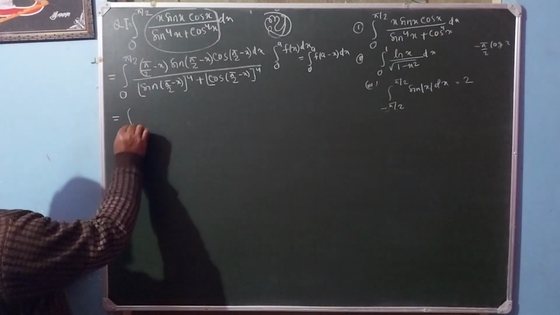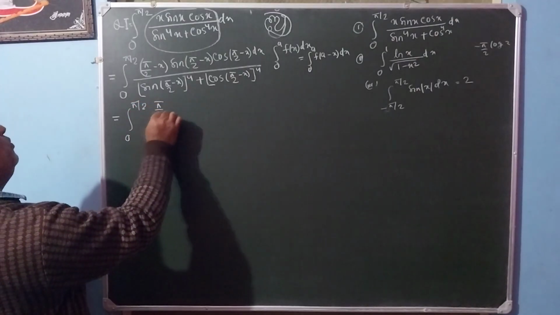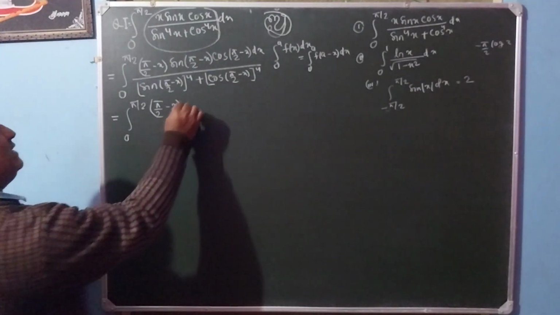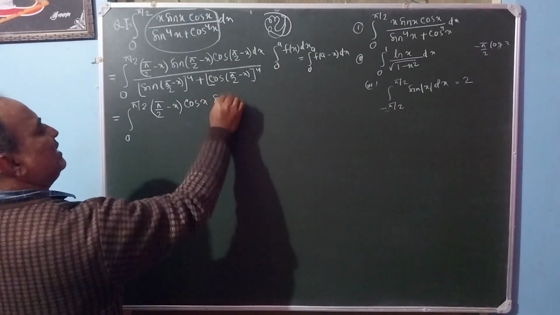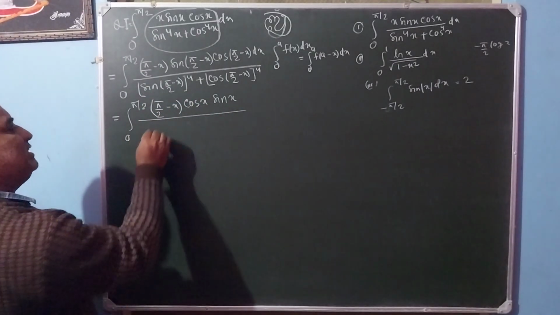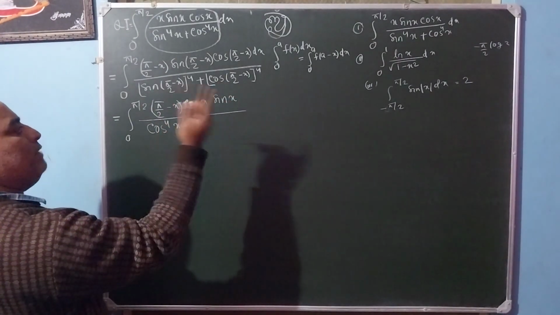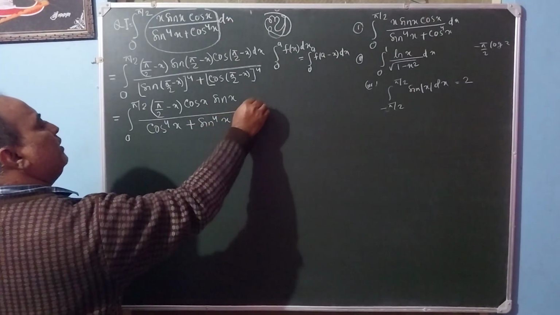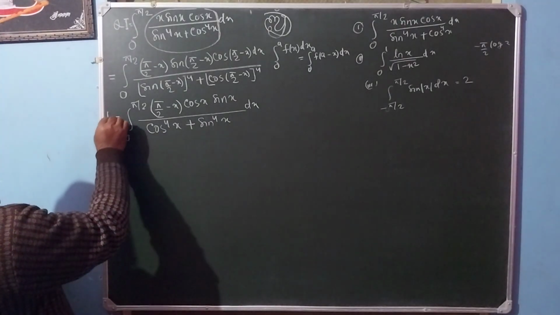So this can be written as integral from 0 to pi by 2, here it is pi by 2 minus x, sin of pi by 2 minus x, that is cos x, cos of pi by 2 minus x, that is sin x, divided by sin pi by 2 minus x, that is cos to the power 4 x, plus cos pi by 2 minus x, that is sin to the power 4 x, into dx. Okay. So now this is also I.